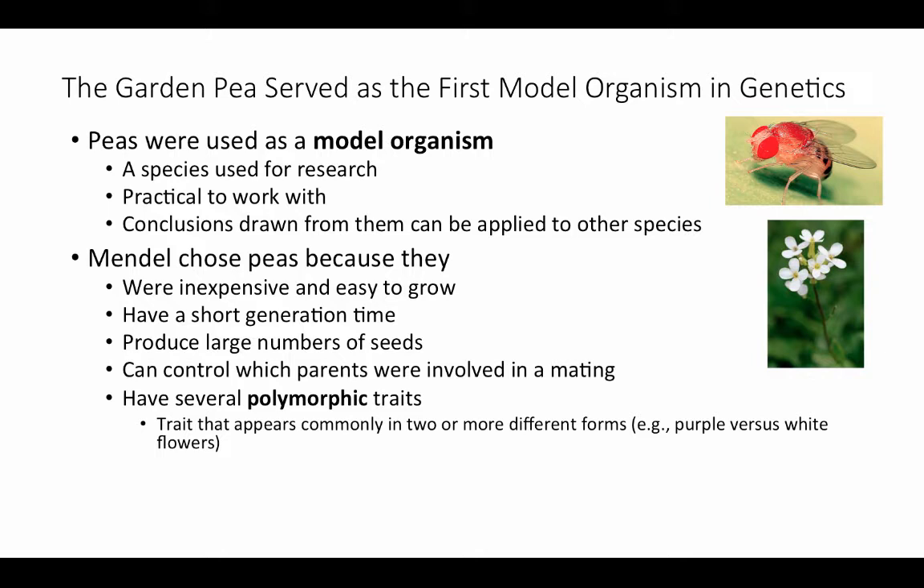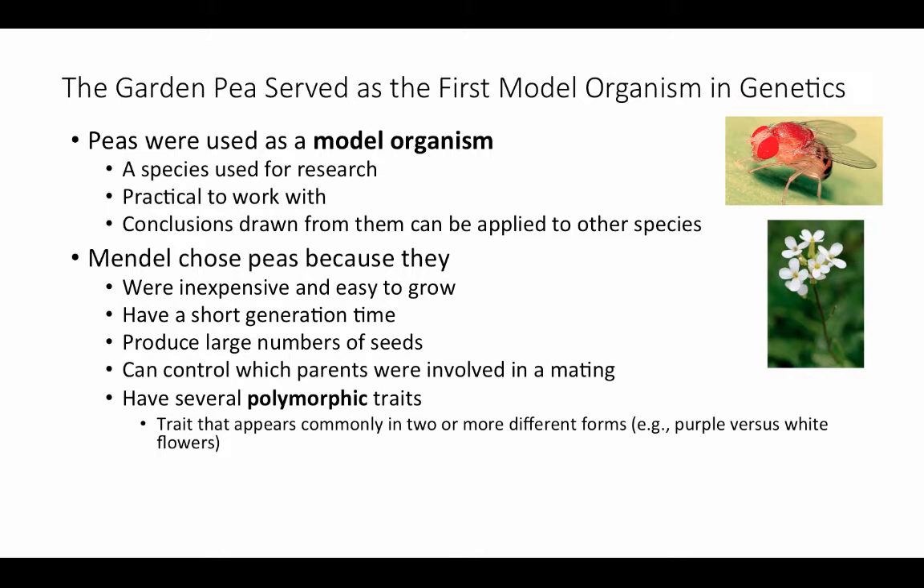So he chose these peas because, first of all, they're plentifully abundant, inexpensive, very easy to grow in his monastery garden. They have a very short generation time, so they're going to grow fast and you'll get results in a reasonable amount of time. They produce a very large number of seeds, so you can have very large sample sizes for experiments. And it was easy for him to control which parents were involved in a mating, and we'll take a look at exactly how he did that in a little bit.